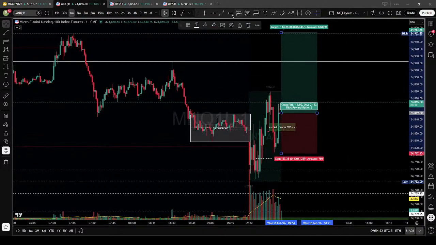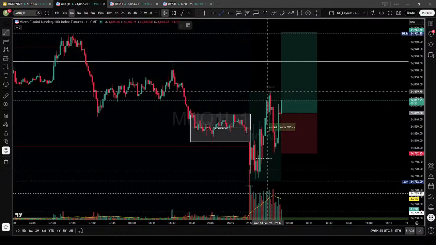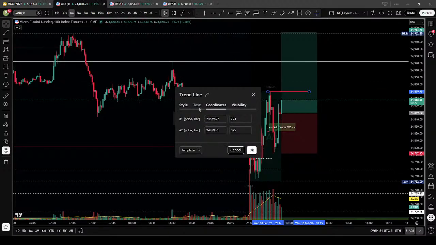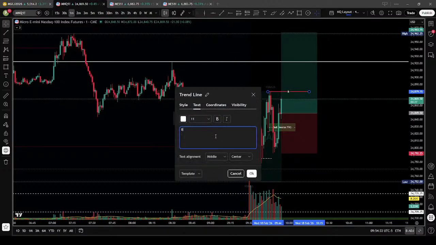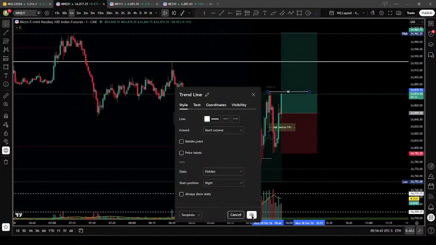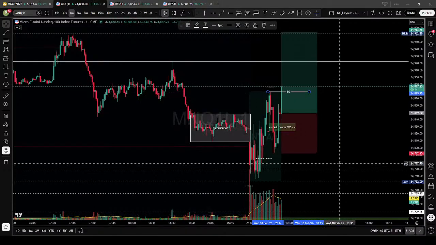Make sure you put your trade to break even after it takes out this high. Let me just do one second. Next, break even, or just type in BE. Middle, center, triangle, wide. Break even right here.